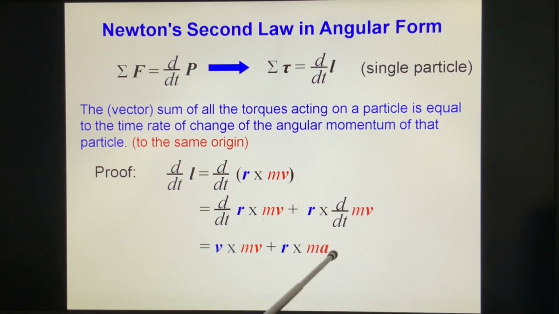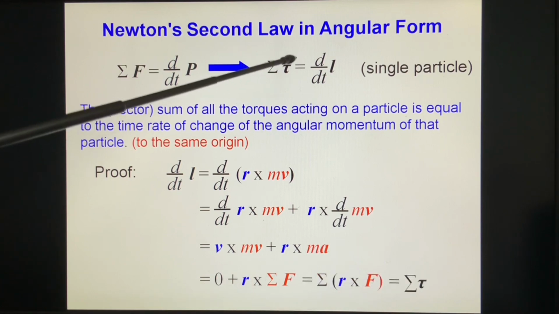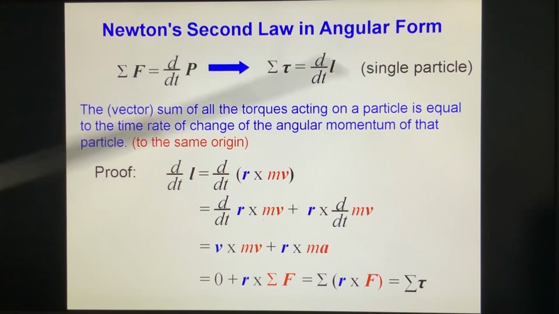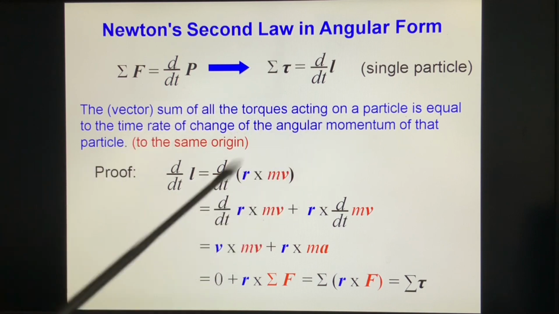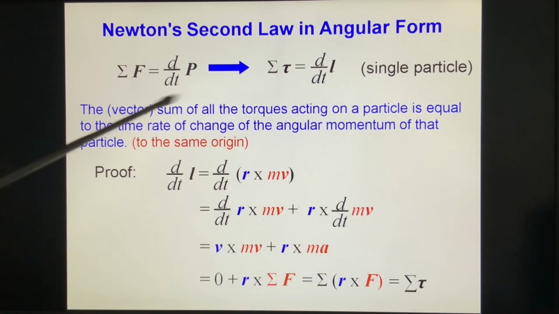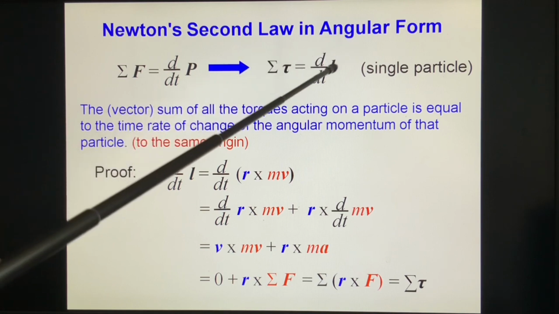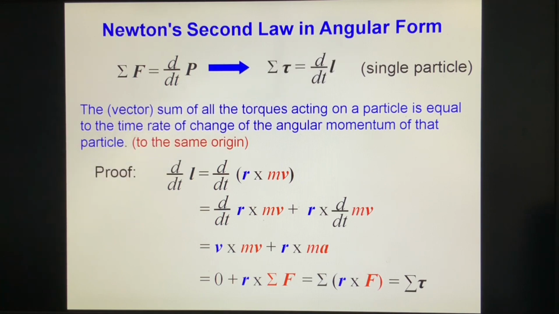And this m a is sigma F. Since r is the same for all the forces, we can put it inside, and you get sigma r cross F. That is sigma tau. That proves it: dL/dt equals sigma tau. The sum of all torques acting on a particle is equal to the time rate of change of the angular momentum of that particle.